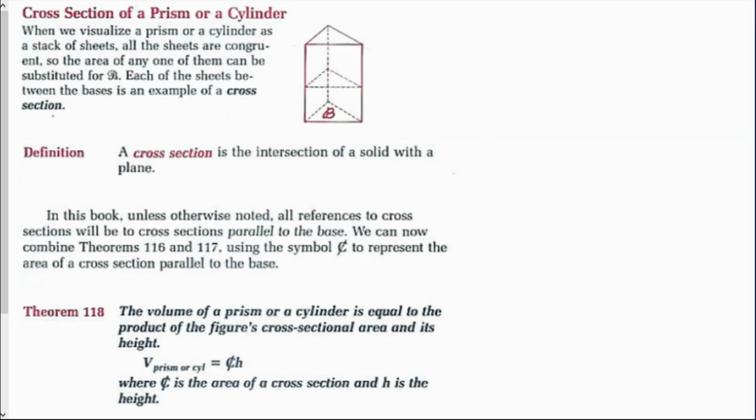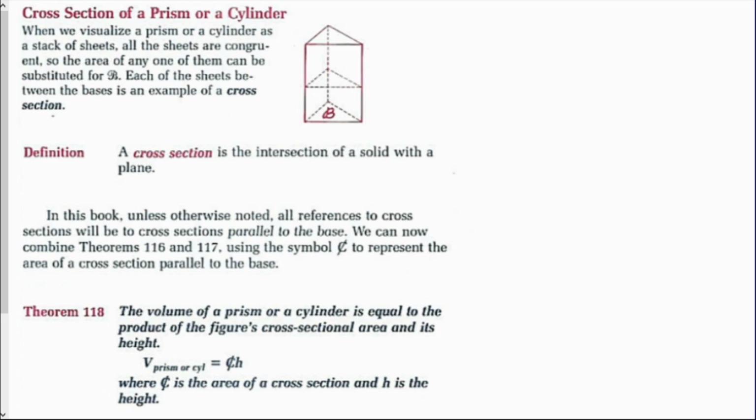Now, I can have a cross section of a prism or a cylinder. So when we visualize a prism or a cylinder as a stack of sheets, all the sheets are congruent, so the area of any of them can be substituted for the base. Each of the sheets between the bases is an example of a cross section. So a cross section is the intersection of a solid with a plane. In this book, unless otherwise noted, all references to cross sections will be to cross sections parallel to the base.